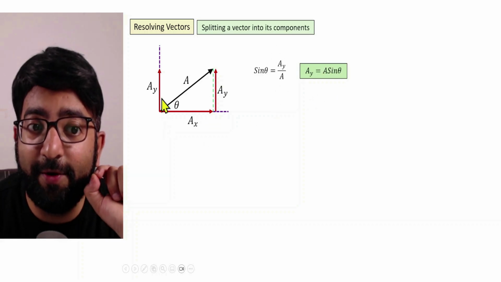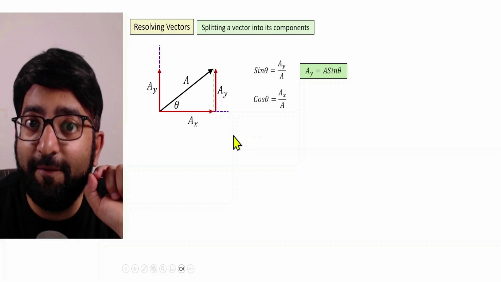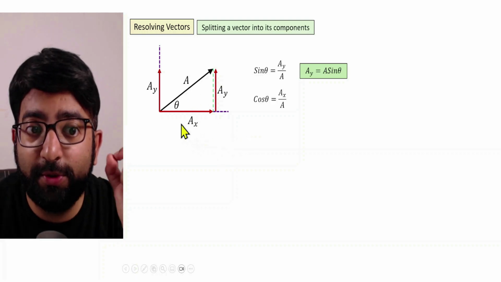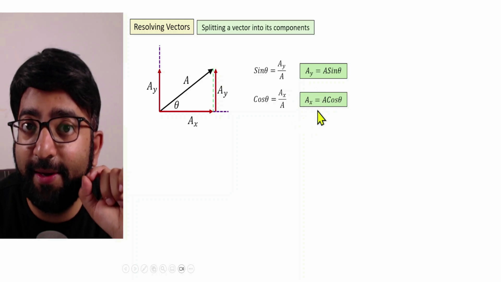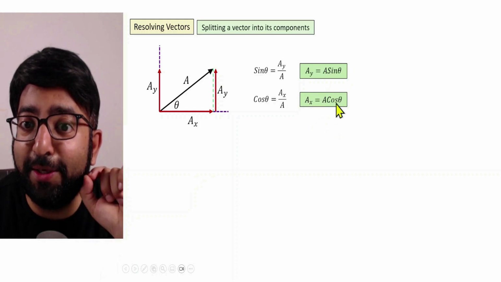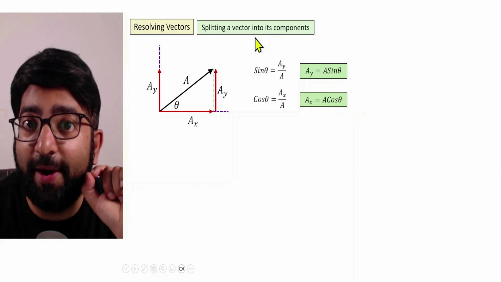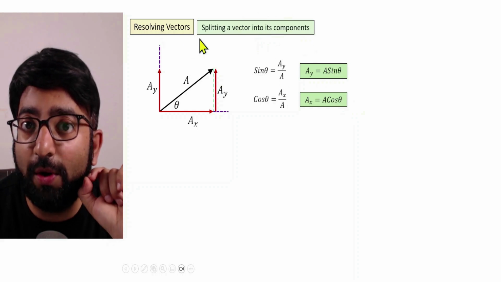Similarly, to get AX, we will be using cos theta. Cos theta will be base upon hypotenuse. So the base is AX. So that's why cos theta is AX upon A. And if we make AX the subject, we will get AX as A cos theta. This is what we meant by resolving a vector into its components. This is called resolving vectors.